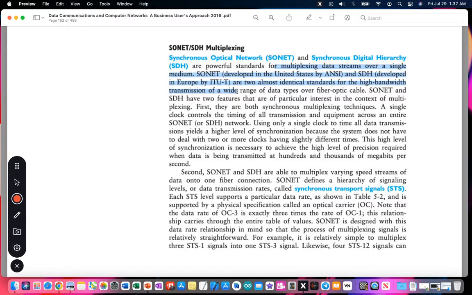SONET and SDH have two features that are of particular interest in the context of multiplexing. First, they are both synchronous multiplexing techniques. A single clock controls the timing of all transmission and equipment across the entire SONET or SDH network.